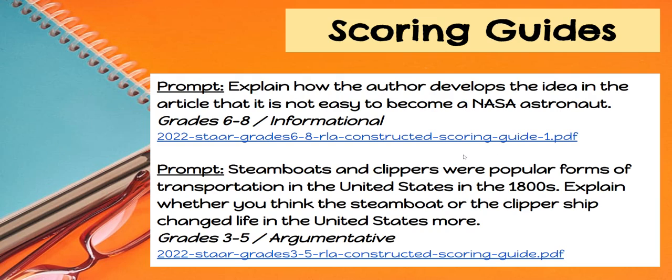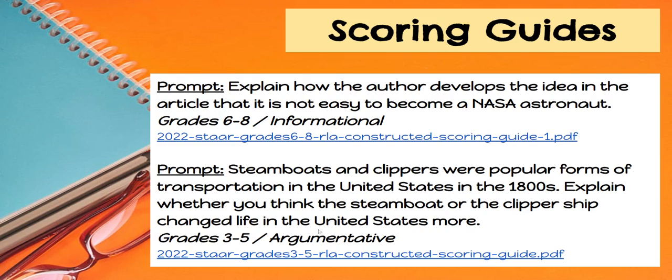This one I found in the scoring guide. So this just came out in October. And the only thing TEA put out was one for third to fifth grade, which is opinion writing or argumentative, and the one sample for sixth to eighth grade is informational. So most of what I'm talking about in this video is going to be informational.